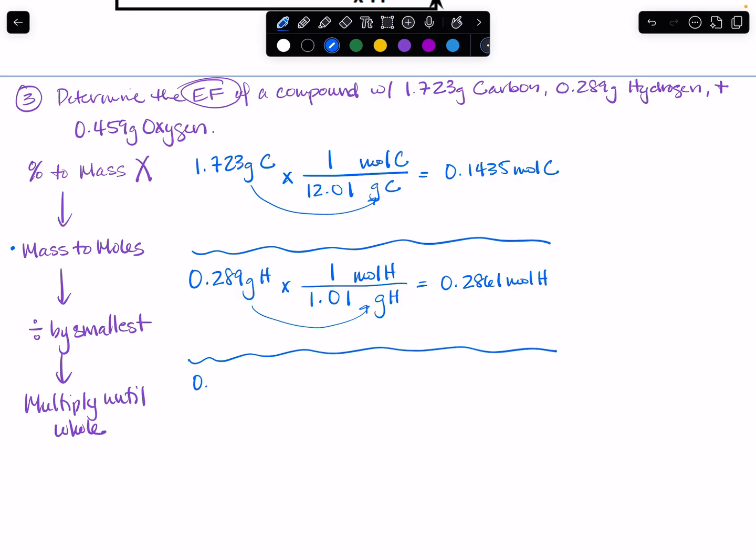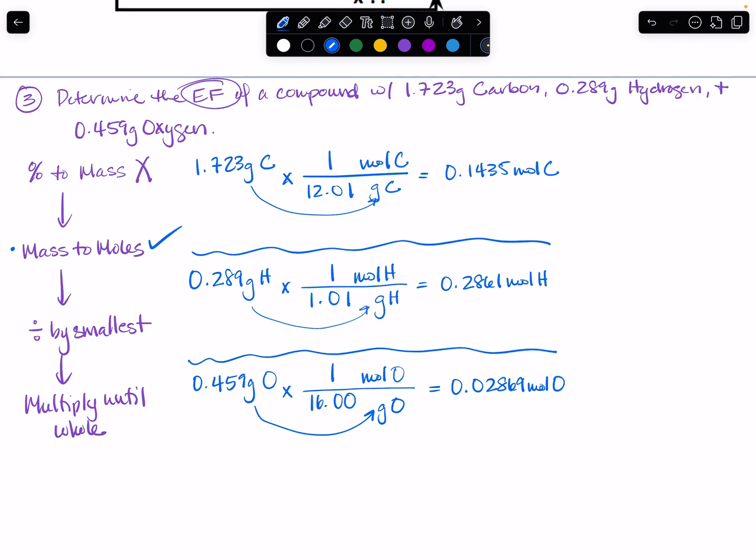In other words, the more decimals, the better, to be honest. And then finally, oxygen, 0.459 grams of oxygen. Again, the gram's going to go in the bottom. The mole will go up top, and 1 mole of oxygen has a mass of 16 grams. That's going to be equal to 0.02869 moles. So I've done mass to moles. Up next, divide by smallest.